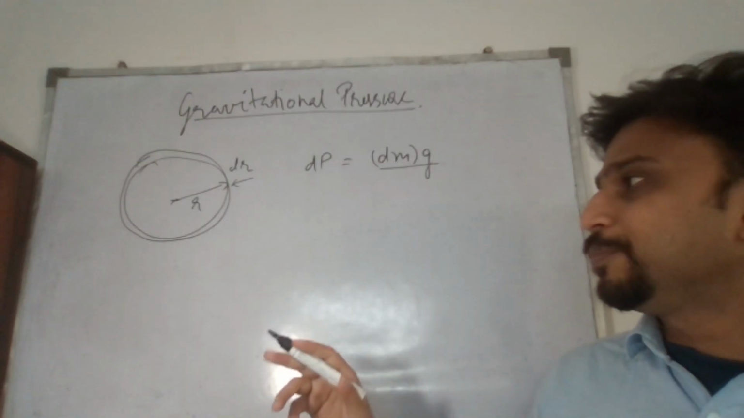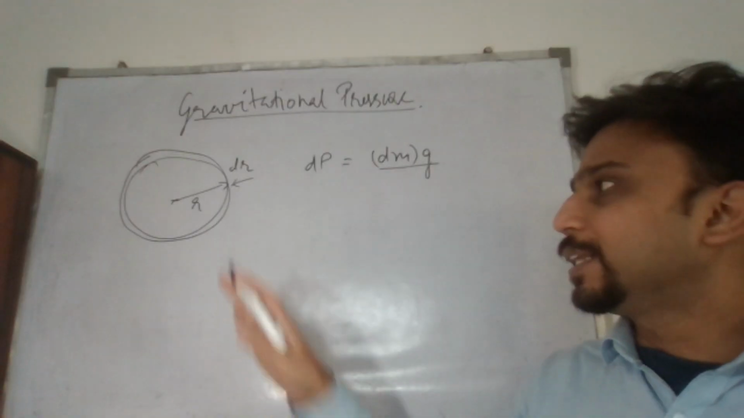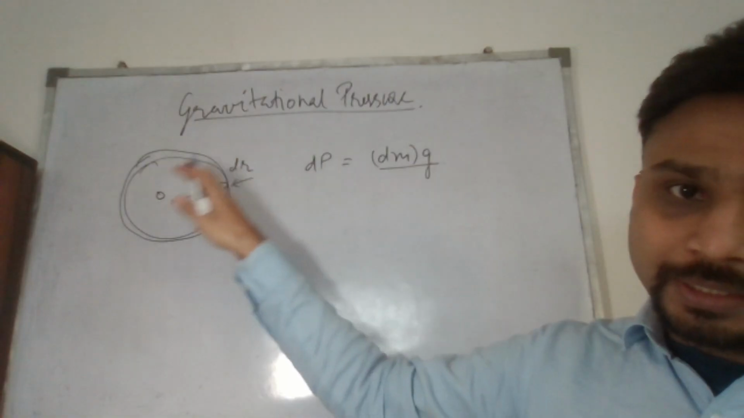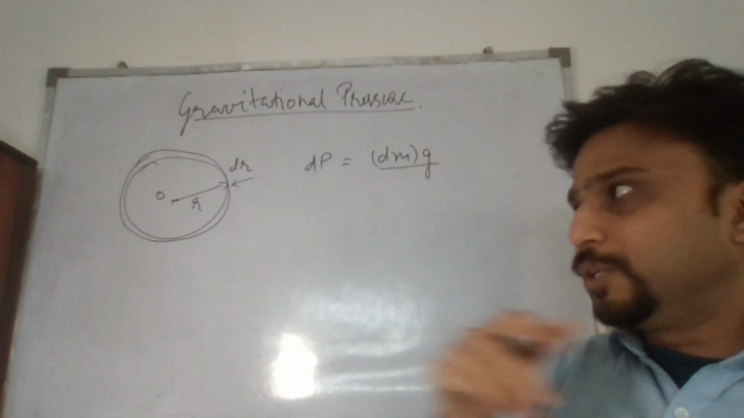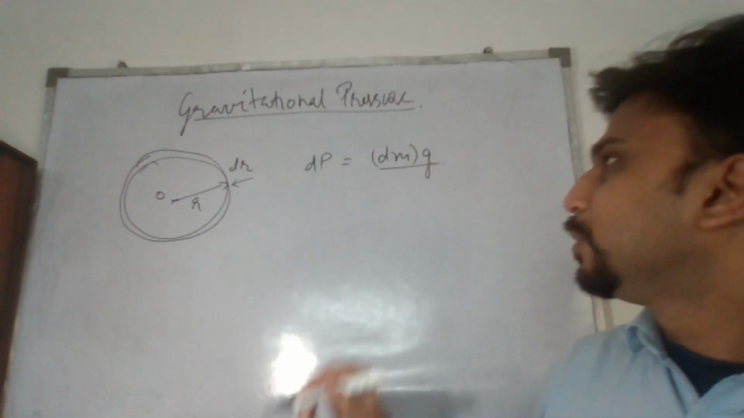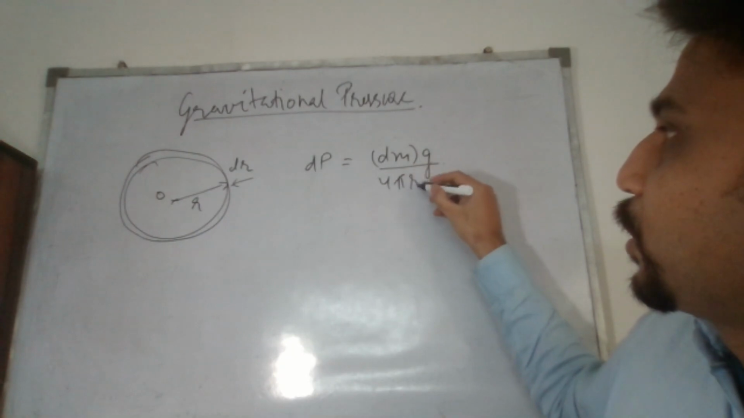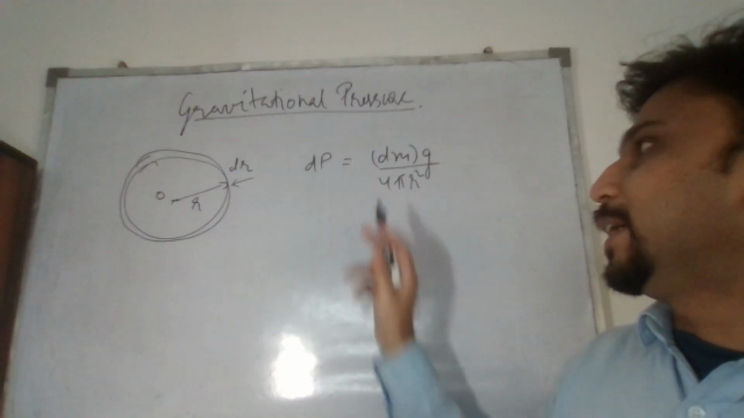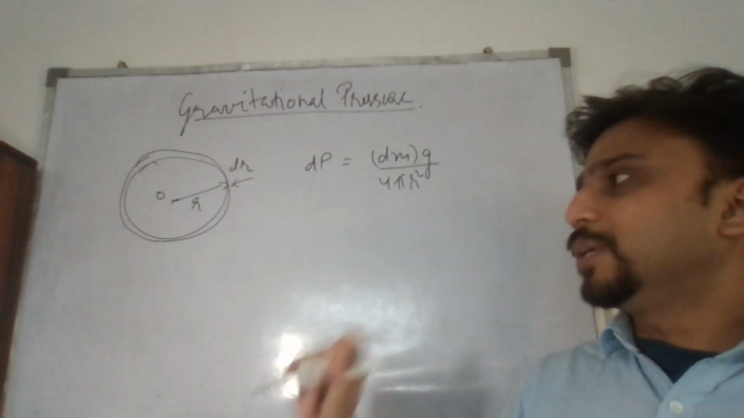So we have to take one point of concern, that we are taking the variable from the center of Earth. The distance is taken from this point O. So whatever value we input in g, it will be in terms of r. So we can say gravitational force divided by the area of this sphere, that is 4 pi r square. That is my excess pressure created by this thin mass.